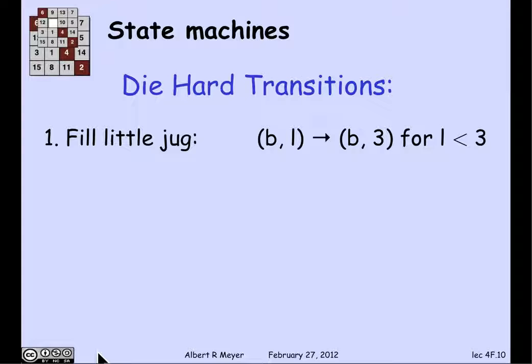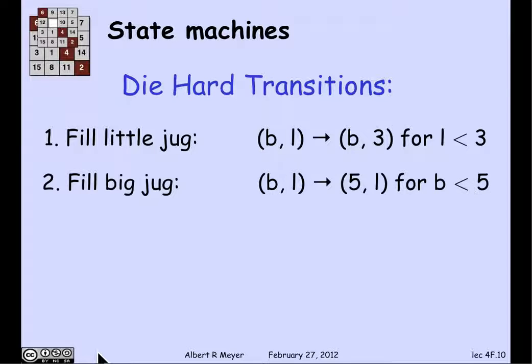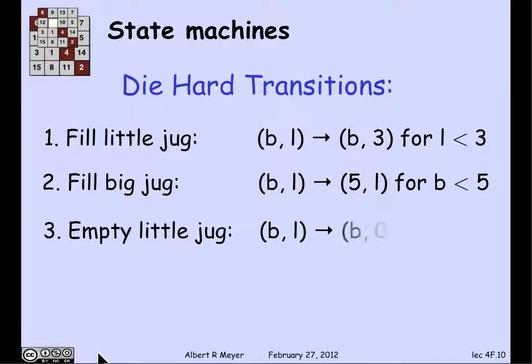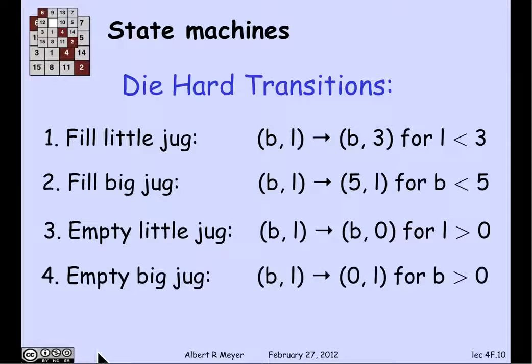I'm going to forbid the vacuous move where the little jug is already full and you try to fill it. That doesn't count. So L has to be less than 3, and you can make it 3 by filling the little jug. Similarly, you can fill the big jug. If B is less than 5, then you can turn it into 5 by filling it. And then you can empty the little jug, which is easy. If you go from B, L, you go to B, 0, and likewise you can empty the big jug. Those are the easy moves.